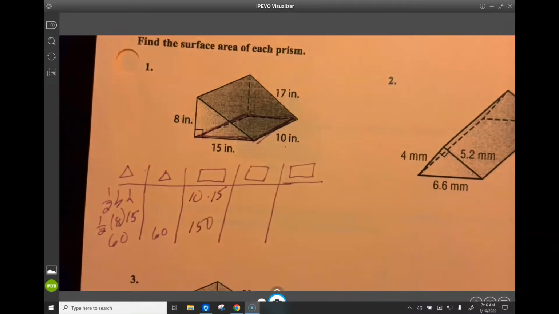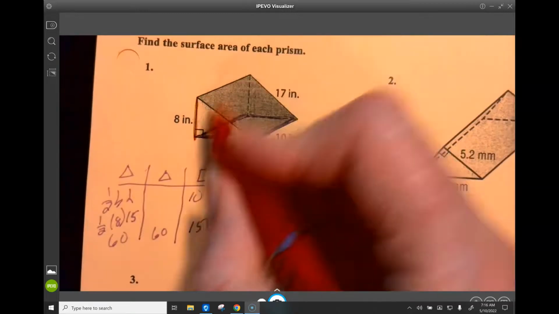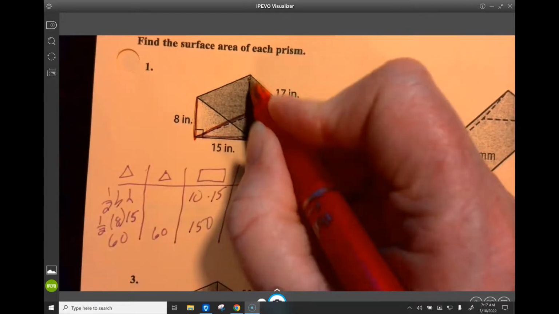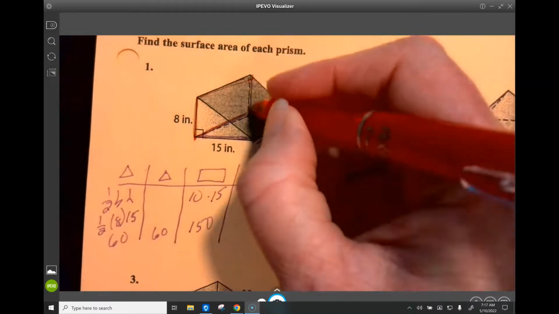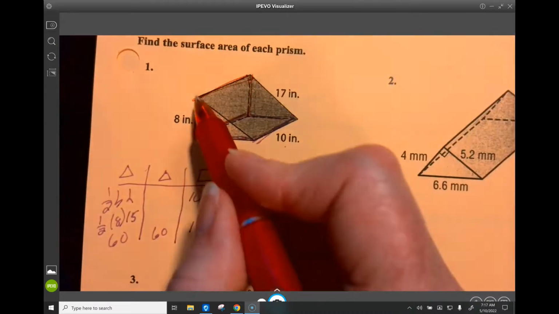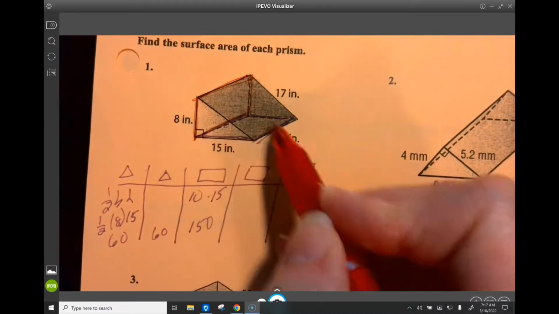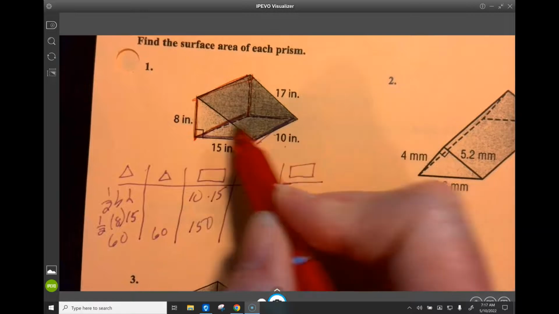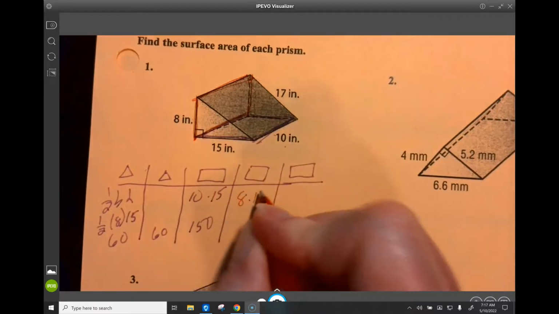Okay? Now I'm going to pull out another rectangle. I'm talking about that back one back there. See that rectangle? Okay? So that rectangle is 8 by 10, because it's this side right here. So it's an 8 by 10.